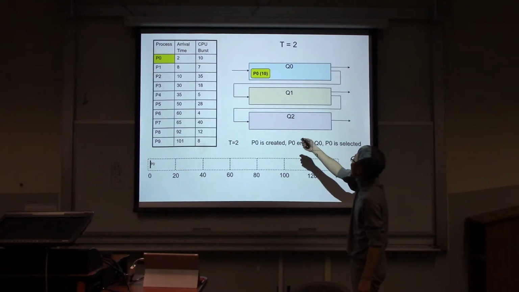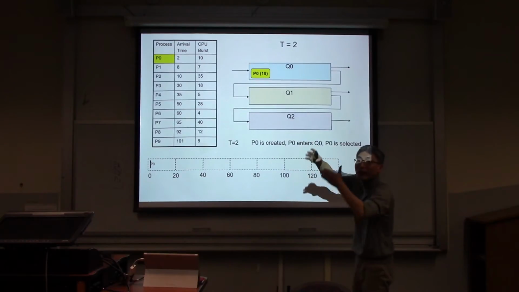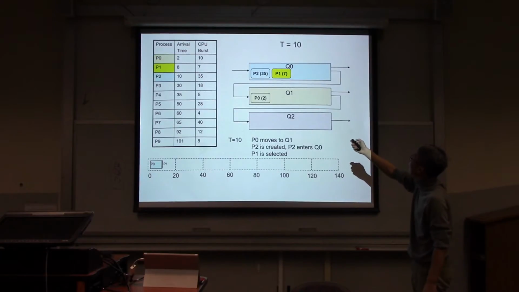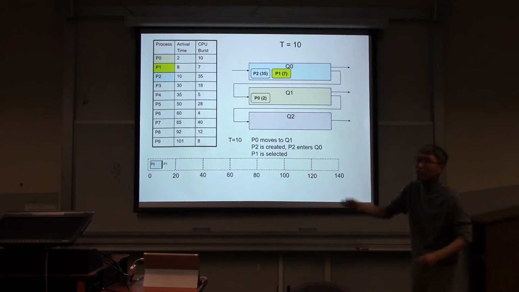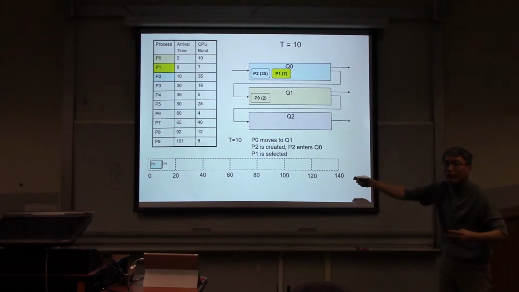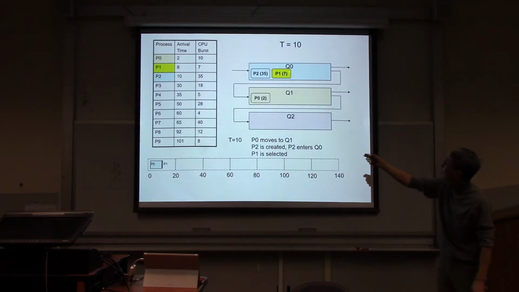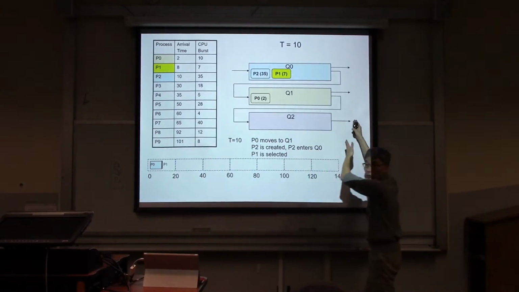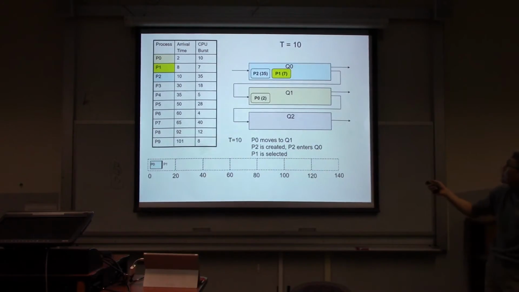Arrival time is 2. It will take the 8 time slot, so 8 time slots brings us to time 10, okay? Then it still has 2 remaining time, which means it moves to Q1. Then P1 has CPU burst time 7 and P2 has CPU burst time 35. Arrival order is first in, first out in the queue.